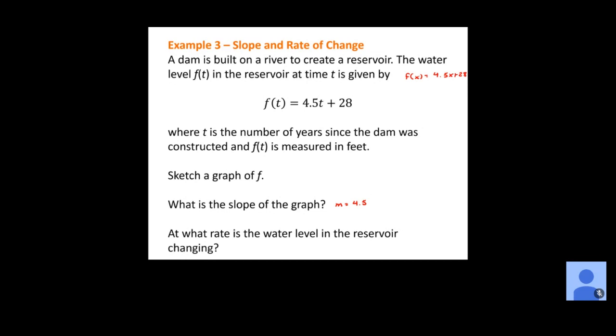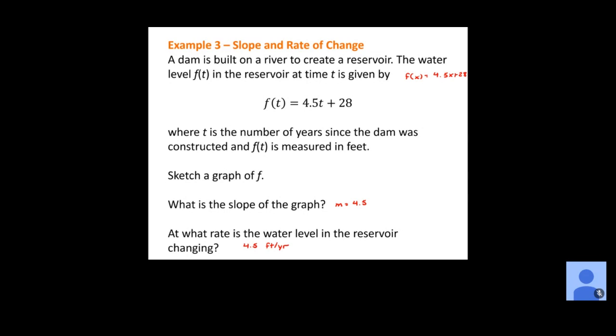Good, right? So in this case, remember the slope and the rate of change for a linear function are the same thing. So in this case, 4.5 is our rate of change, and now we just have to put our units on it. Well, we said that t is measured in years. We know that our water level is measured in feet. This is going to be 4.5 feet per year. That's what that slope or rate of change represents in the context of this problem.